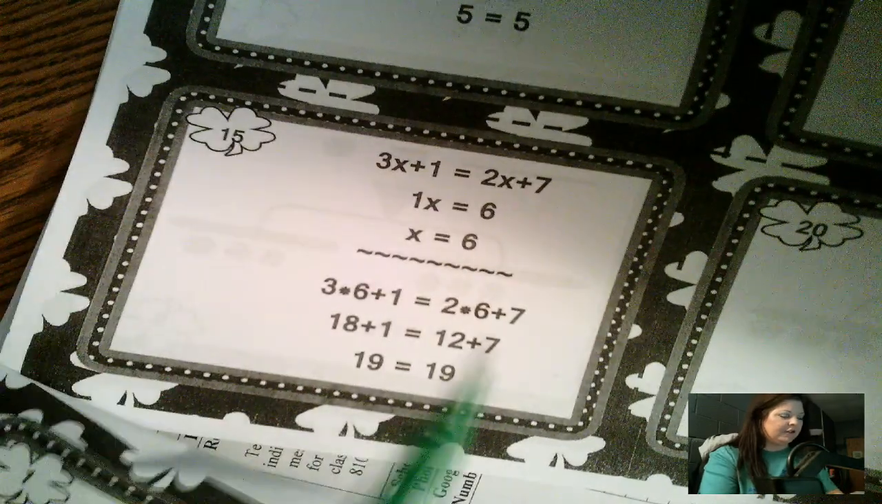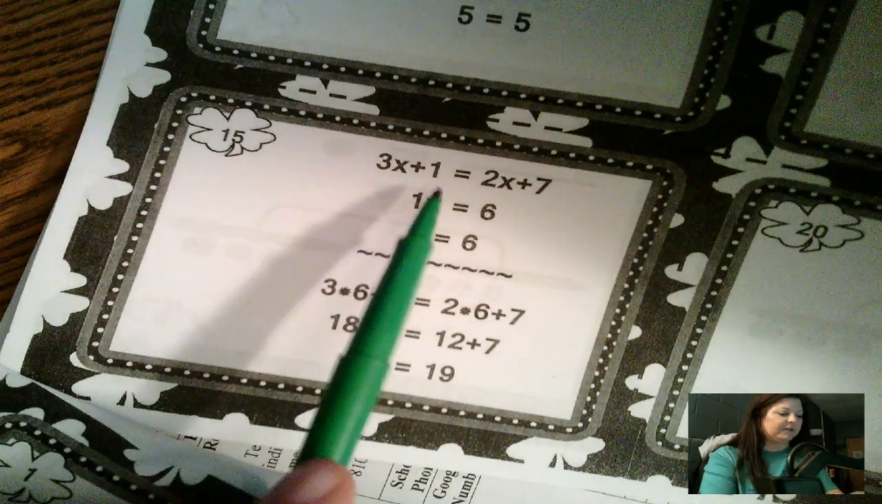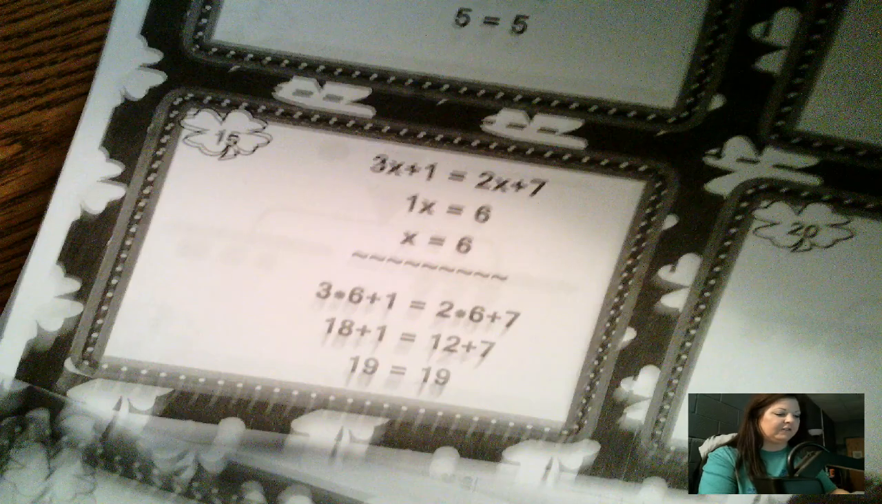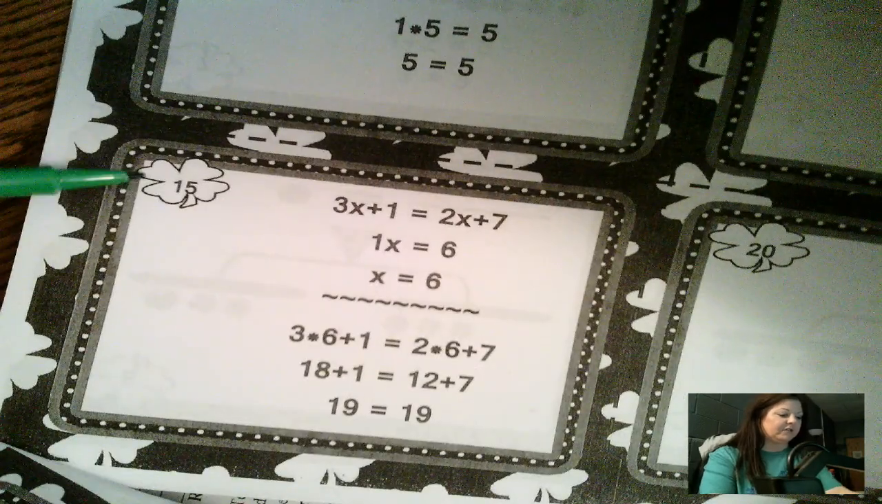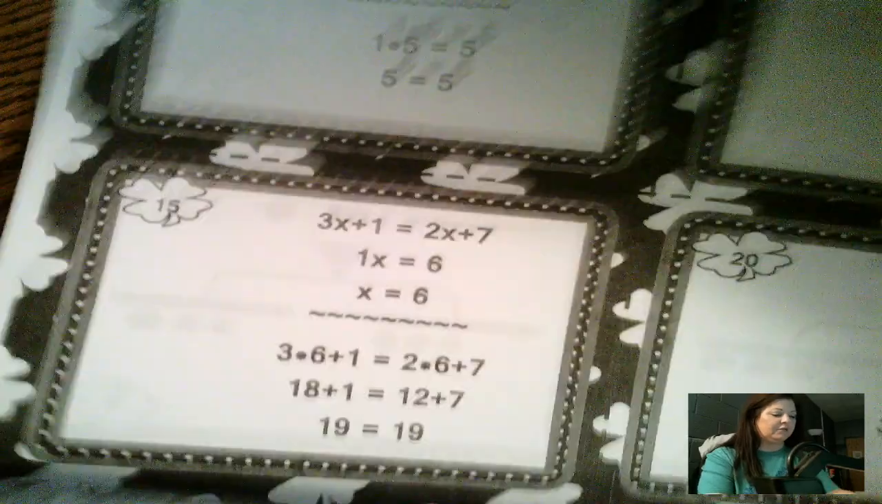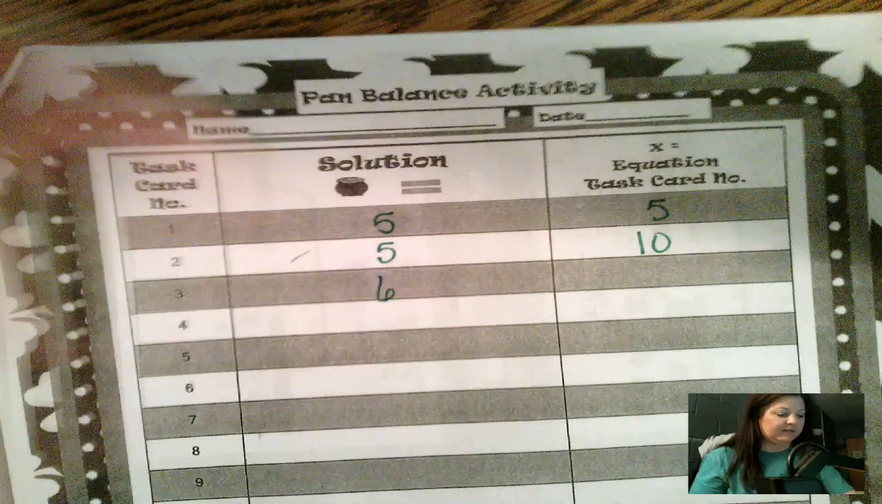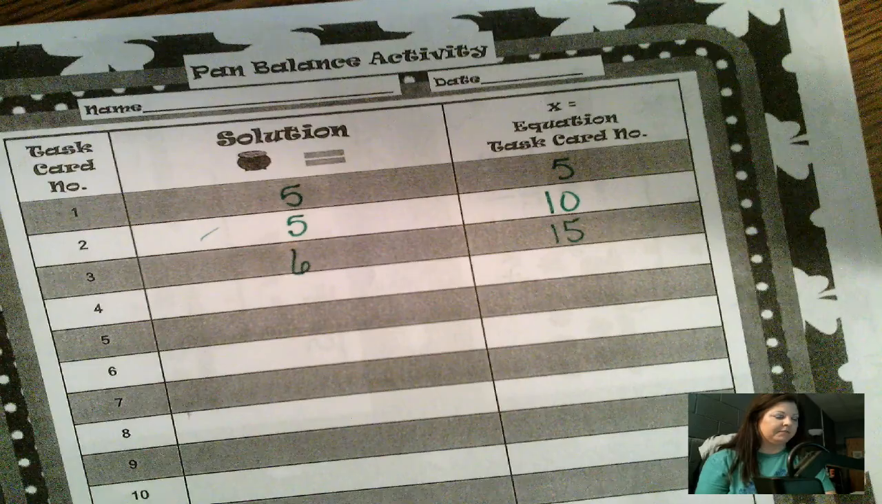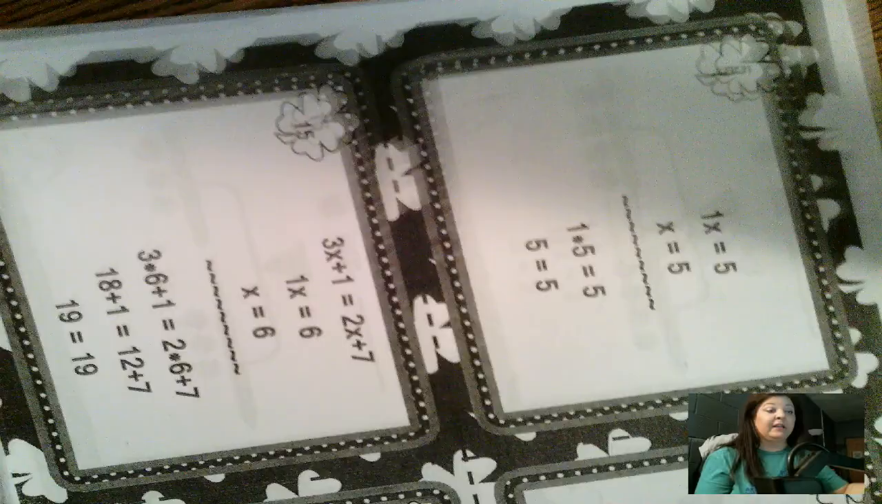So do we see, oh, look here, on the very top here, we have equation card 15 is 3x plus 1 equals 2x plus 7, and our x equals 6. So let's fill that in. It looks like it's equation card 15. So we can say x equals 6, our 1 pot of gold equals 6, and this is equation card 15 that it matches. Okay. I'm beginning to sense a pattern.